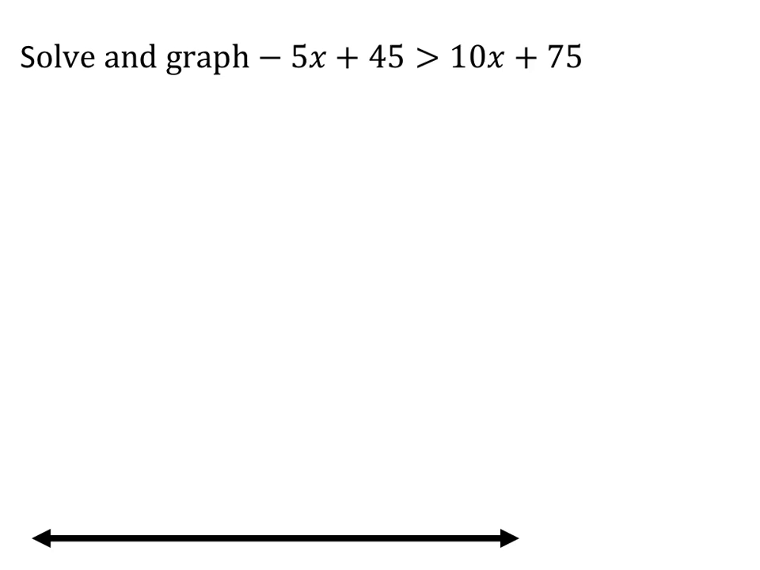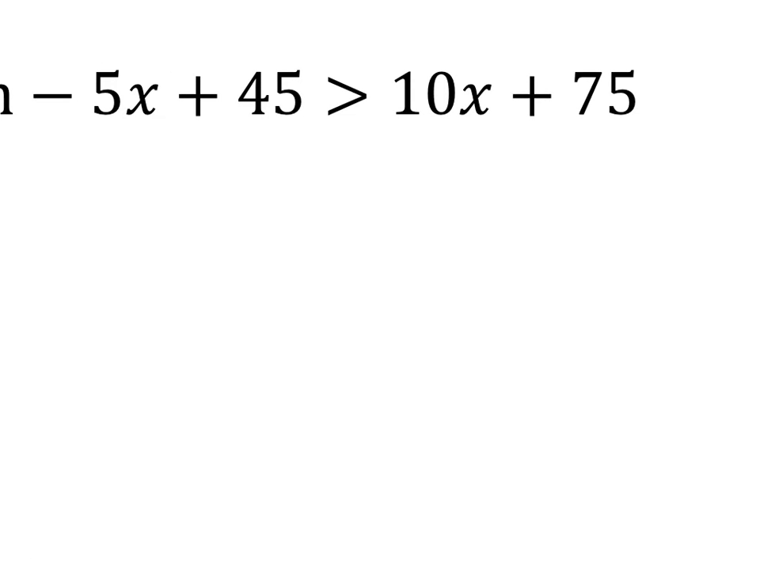Okay, so we'll solve and graph this one. Negative 5x plus 45 is greater than 10x plus 75. So I've got to determine which side I want my x's on and which side I want my numbers on. Since we generally put the x's on the left and numbers on the right with equalities, I'm going to keep this consistent with inequalities as well.